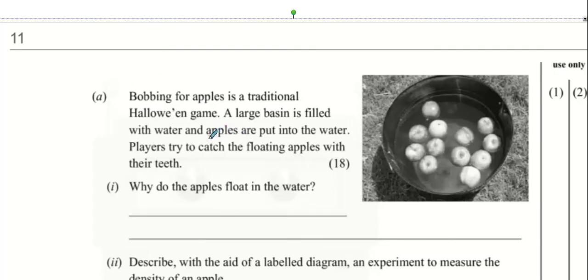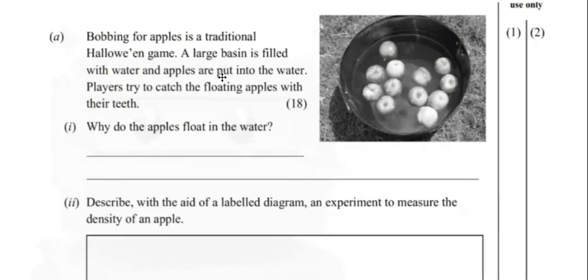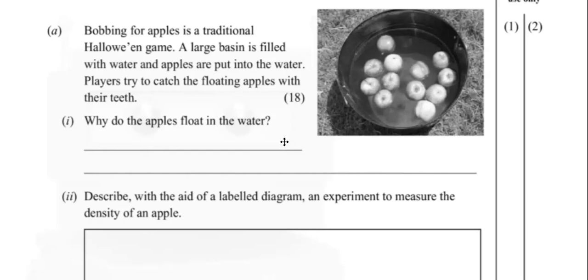Bobbing for apples is a traditional Halloween game. A large basin is filled with water, and apples are put into the water. Players try to catch the floating apples with their teeth. Why did the apples float in water? You can say apples are less dense than water.